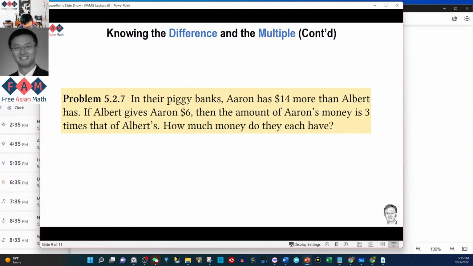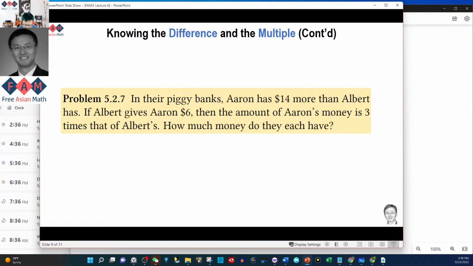$14 richer. If Albert gives Aaron $6, then the amount of Aaron's money is 3 times that of Albert's. How much money do they each have? Well, remember, this is logically similar to an earlier problem we worked where Aaron gave Albert some books, 6 books to be exact. But now, if Albert gives Aaron $6 from his piggy bank, the amount of Aaron's money is 3 times Albert's.